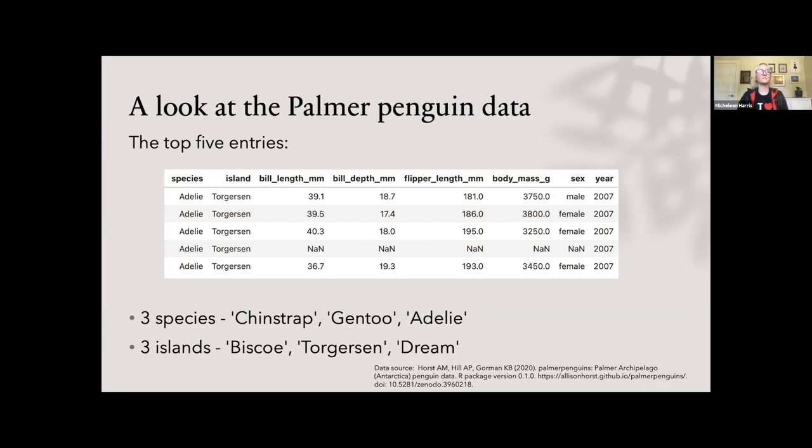So there's this awesome data set called the Palmer Penguin data set. It's a more noisy version of the old IRIS data set for those familiar with the IRIS data set and stats. So in this one, we have species of penguins, island, their bill length, bill depth, flipper length, body mass, sex, and year. There are three species if we look at them, Chinstrap, Gentoo, and Adelie, three islands, and I put the data source here.